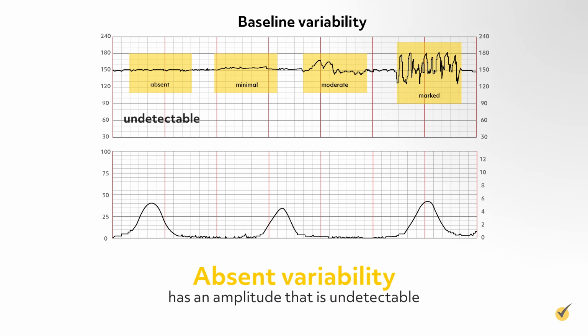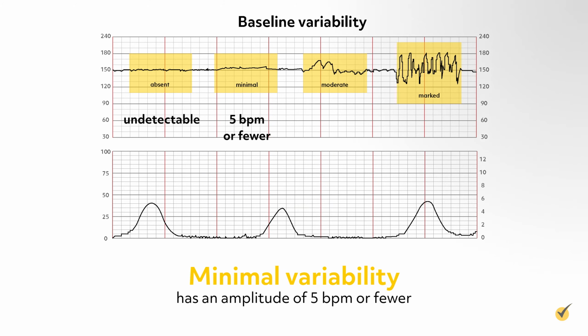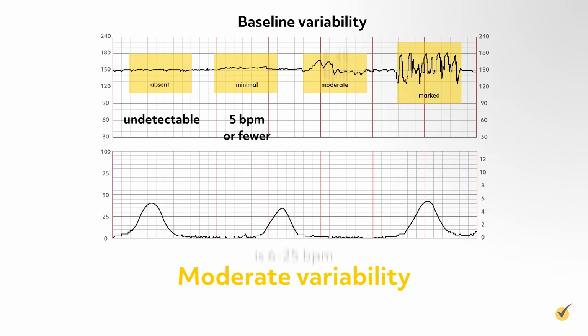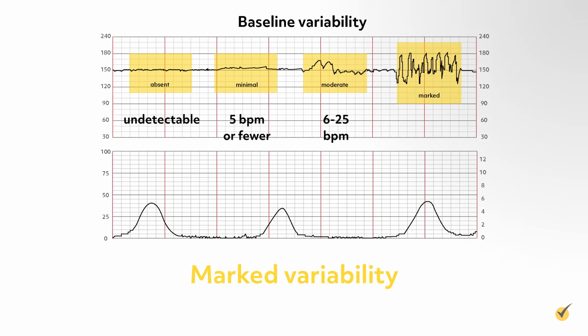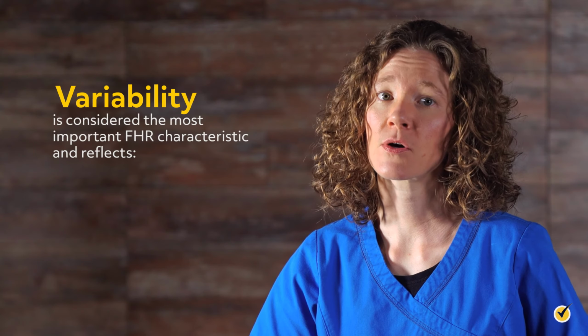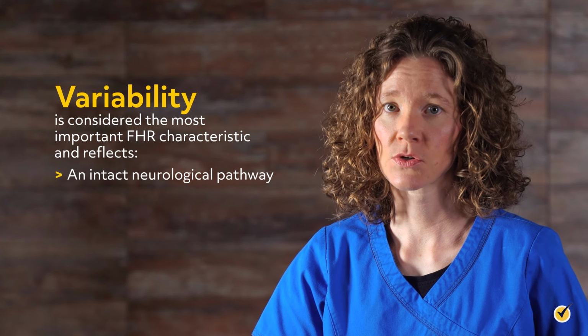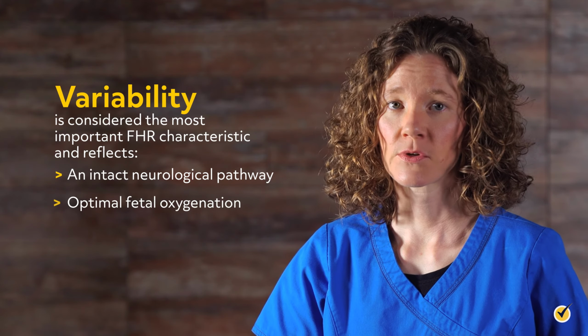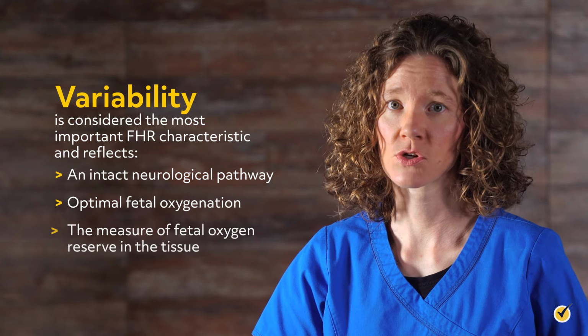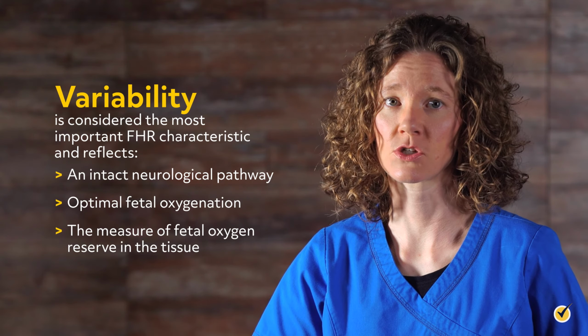Absent variability has an amplitude that is undetectable. Minimal variability has an amplitude of 5 beats per minute or fewer. Moderate variability is 6 to 25 beats per minute, and marked variability has 25 beats per minute or more. Variability is considered the most important fetal heart rate characteristic and reflects an intact neurological pathway, optimal fetal oxygenation, and the measure of fetal oxygen reserve in the tissue.